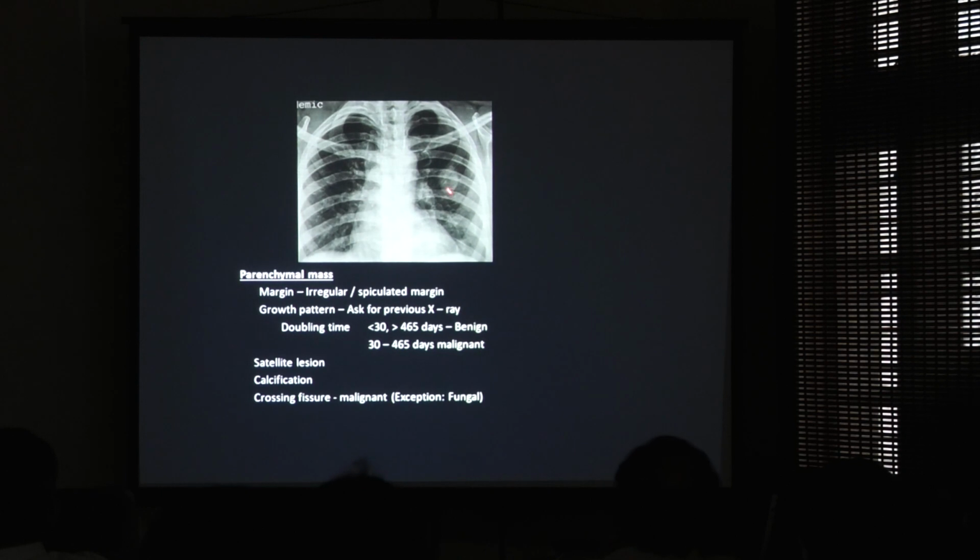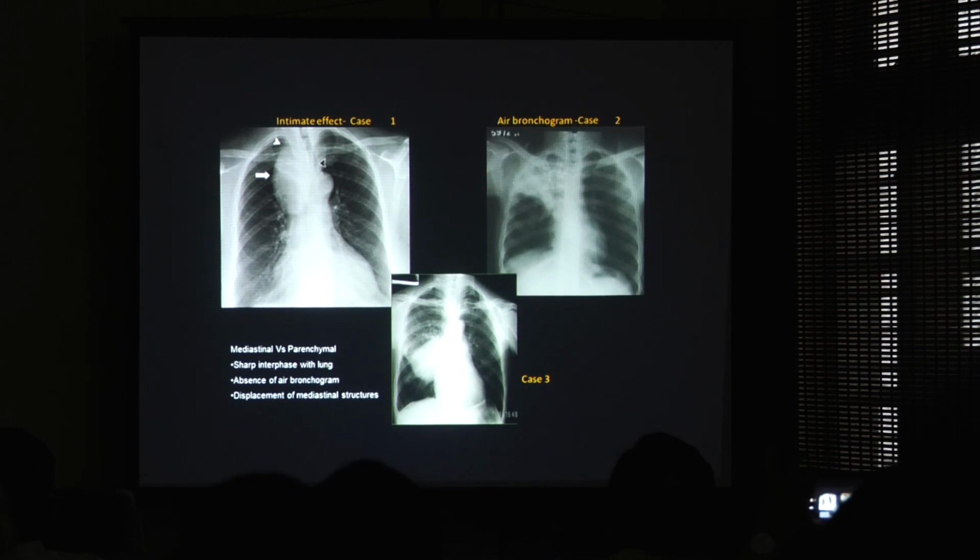Now, this is just to show a solitary pulmonary nodule. There are many things to be looked at, but most often we go in for cross-sectional imaging when it comes to a solitary pulmonary nodule. Now, in the field evaluation itself, I would touch upon the mediastinum.